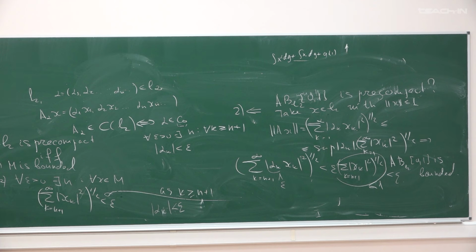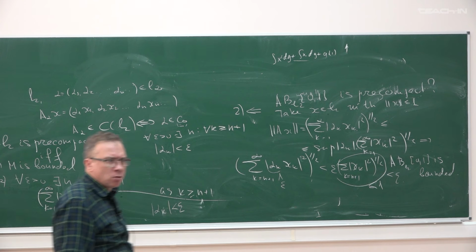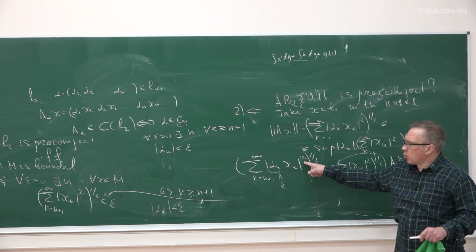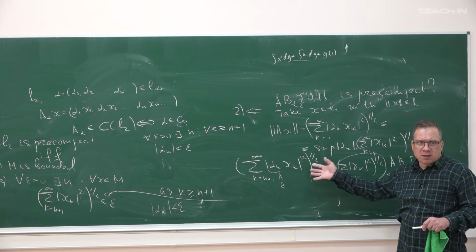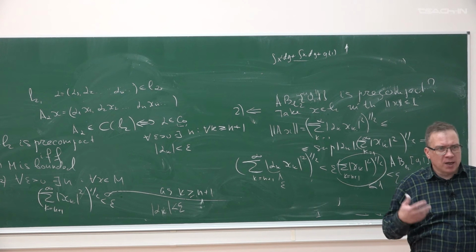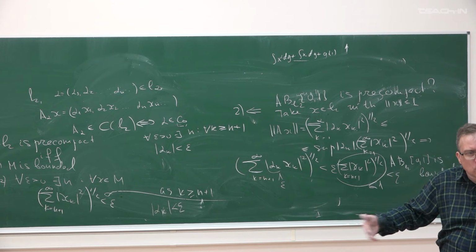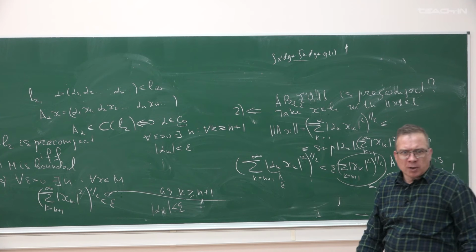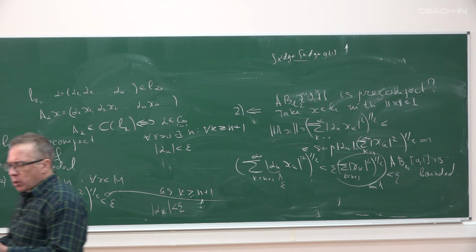So the operator of multiplication is compact in L2, or in any Lp with finite p, if and only if alpha k converges to 0. Because if you change the power 2 to p, nothing changes. Only L infinity is different: in L infinity we change the summable norm to the supremum norm. It is another norm, so for L infinity it doesn't work.